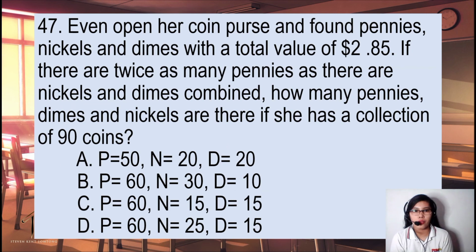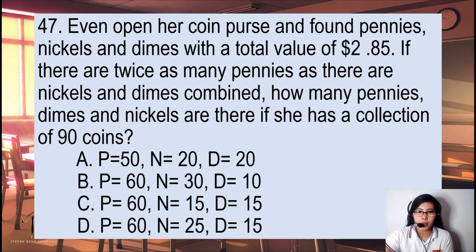So Ayan opened her coin purse and found pennies, nickels, and dimes with a total value of $2.85. So if there are twice as many pennies as there are nickels and dimes combined, how many pennies, dimes, and nickels are there if she has a collection of 90 coins? So let us convert this into equations.